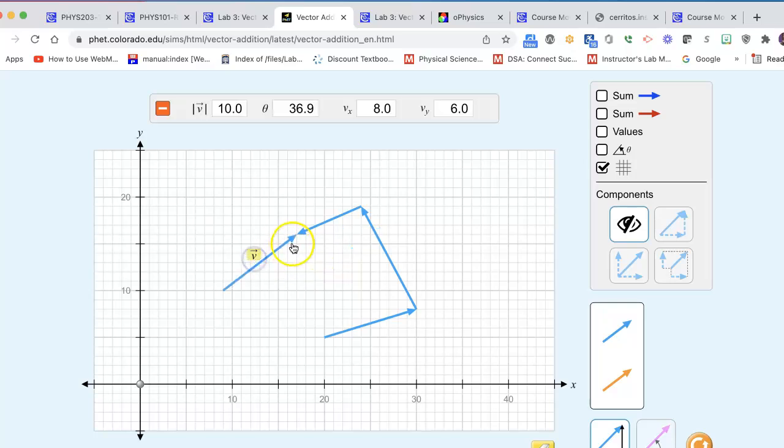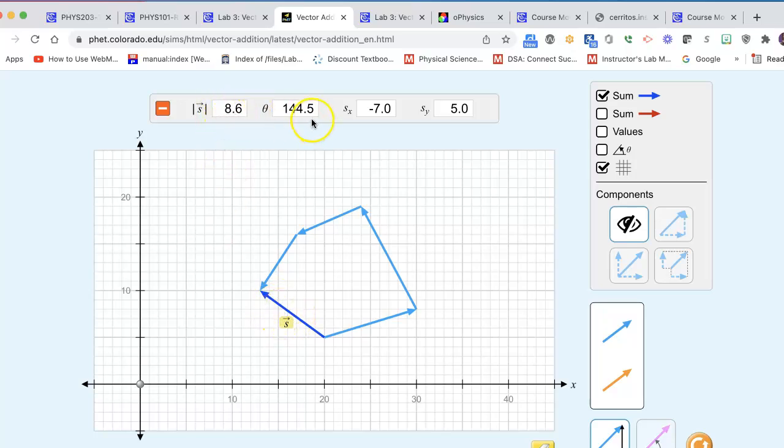Now let's assume this is my fourth one. For you I think I put 3, but let's assume here we're going to have a fourth. Then for the resultant I will hit the sum, the blue for the blue one and the red for the orange one. Now look here, this is my resultant.